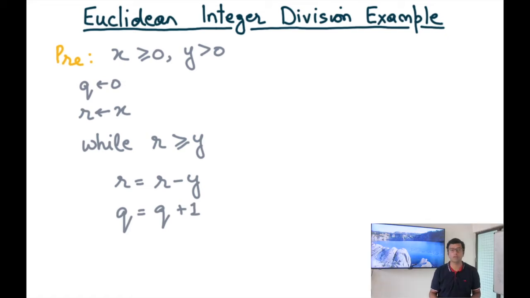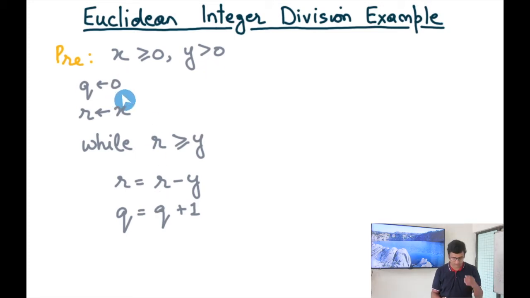This is the example of the Euclidean integer division program. The precondition of this program is that x is greater than or equal to 0 and y is strictly greater than 0. And then there is the program.